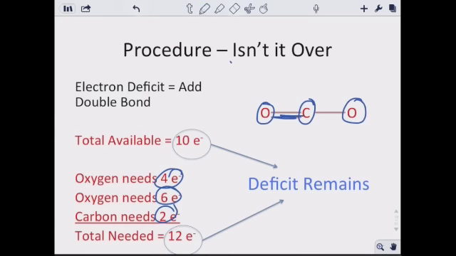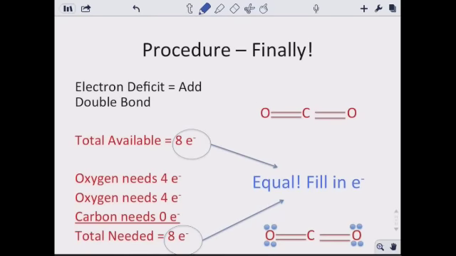Well, we keep going. And what we do is we go ahead and we make another double bond. And let's do it on the other side. So we'll make another double bond right here. And what we look is we see, hey, now this oxygen only needs 4. This oxygen only needs 4. This carbon has 8 now. It doesn't need any more. So now we have 8 total available left.